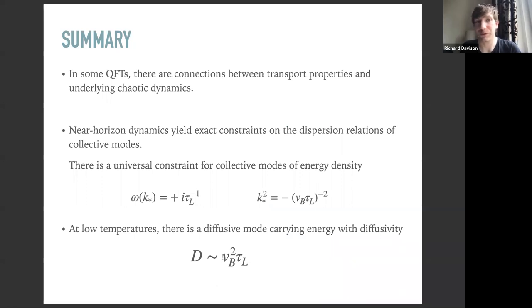Okay, so let me just stop there with a summary to say the three main points are, there are some connections between transport properties and underlying chaotic dynamics. In particular, the most robust of these, you can see by looking at exact constraints on the dispersion relations of collective modes that are imposed by near horizon considerations. And what you'll find is if you look at collective modes of the energy density, there's a universal constraint that's independent of the matter field profiles and is there in a very big class of holographic theories, which is that there has to be a mode whose dispersion relation passes through this point. And under appropriate conditions, which seem to be at low temperatures, it means that the diffusivity of the mode carrying energy is related to v_B squared times tau_L.